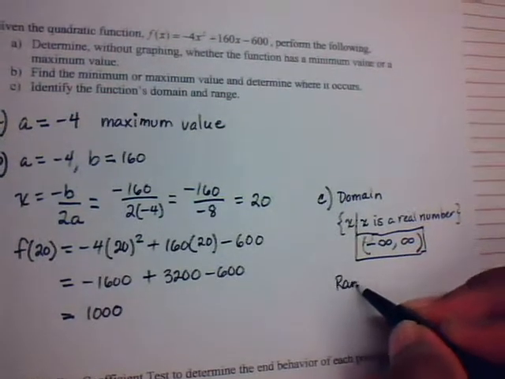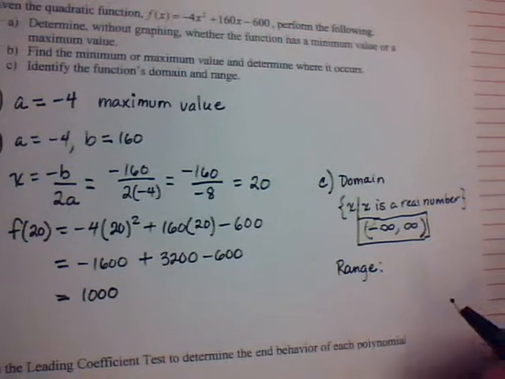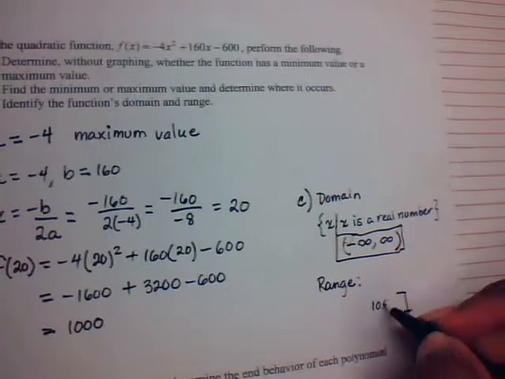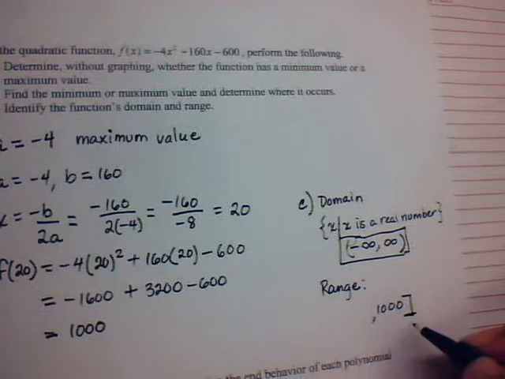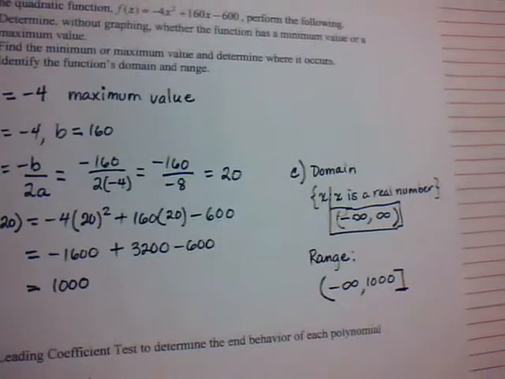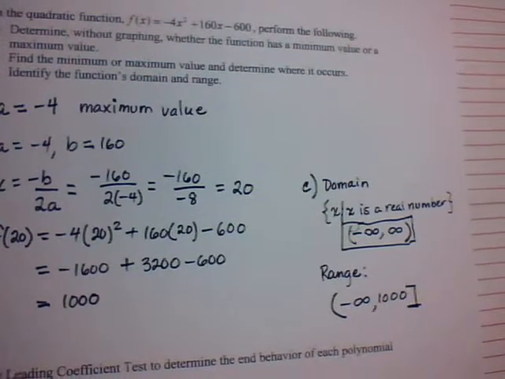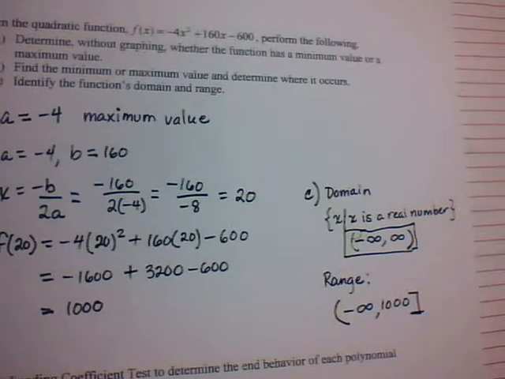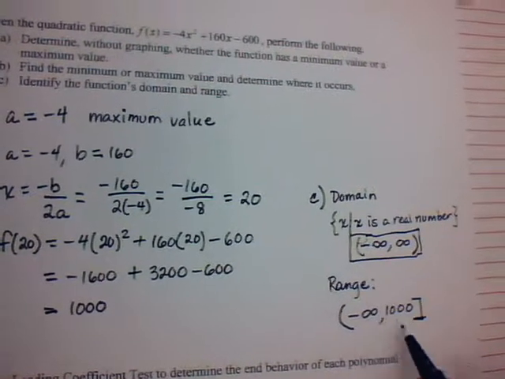Now for the range, we're dealing with a maximum value. So we know that the highest value it will be is 1000. Okay, and notice I'm putting the bracket at 1000. So here it has to start at negative infinity, because the maximum value must be from negative infinity up to that maximum value. If it was a minimum, then it would be whatever that minimum value is to positive infinity. But in this particular problem, negative infinity to 1000 represents your range.